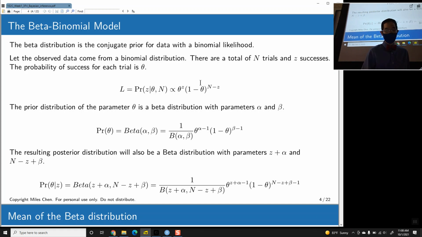Okay? So the beta distribution, which is our prior, has this PDF.